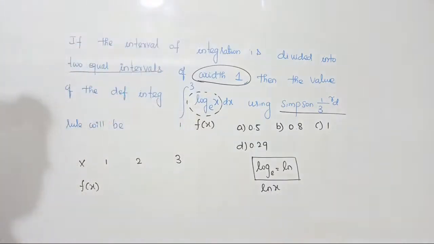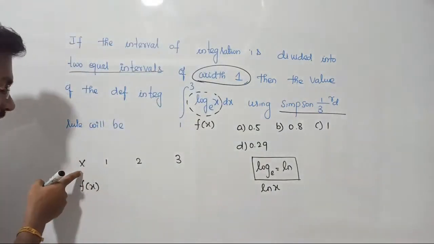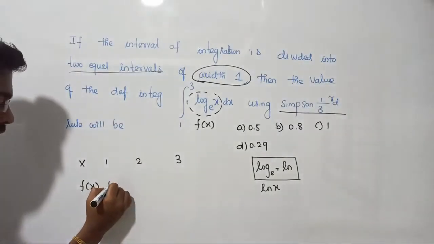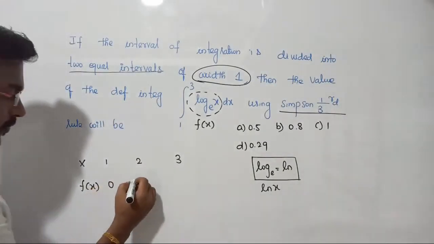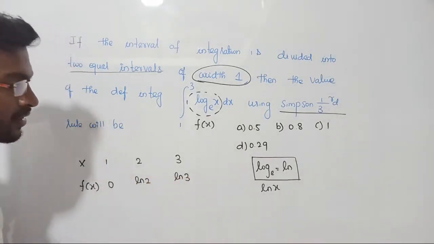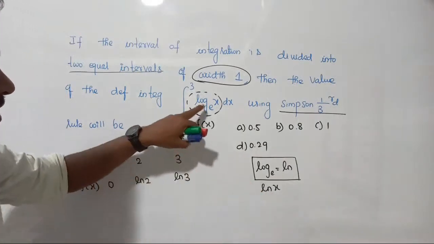Please take your calculator. Let us substitute. First x equals 1, so what is the equivalent value of ln 1? We all know ln 1 will be 0. And then we have to consider the equivalent values for ln 2 and ln 3. See, I am just substituting. This is my f of x.